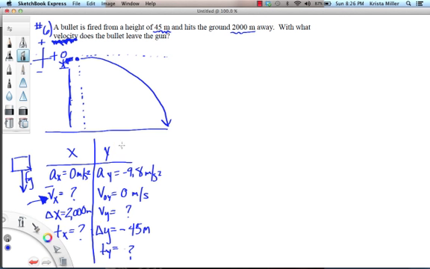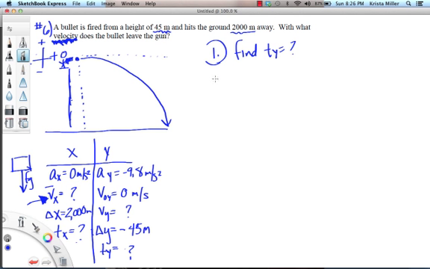Do we have enough information? We know initial velocity in the y, we know acceleration in the y, we know displacement, so can we find time? I'm hoping you're saying yes. So step 1, find time in the y. Time in the y can be found.